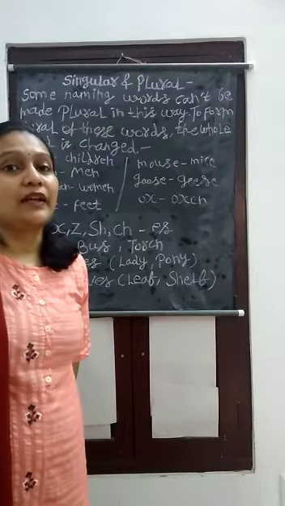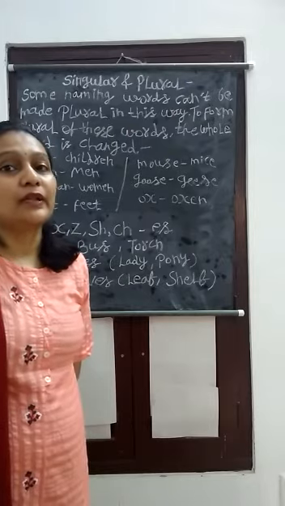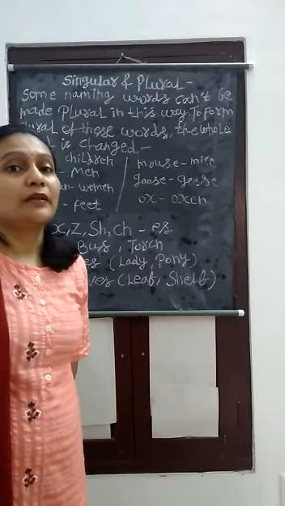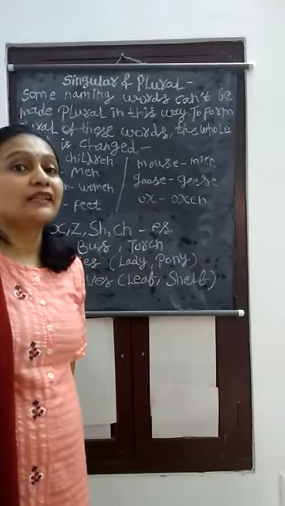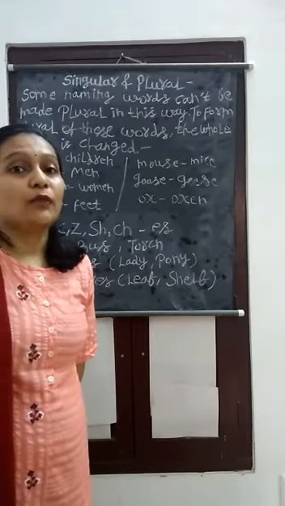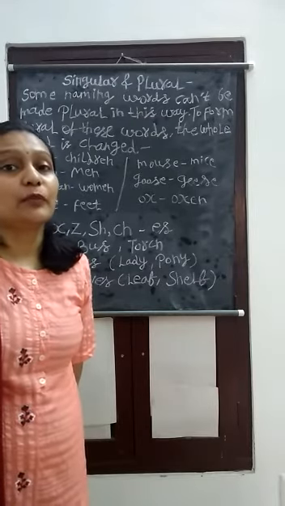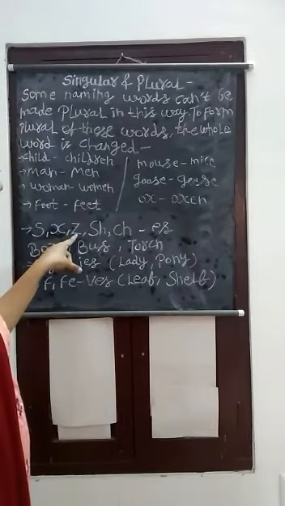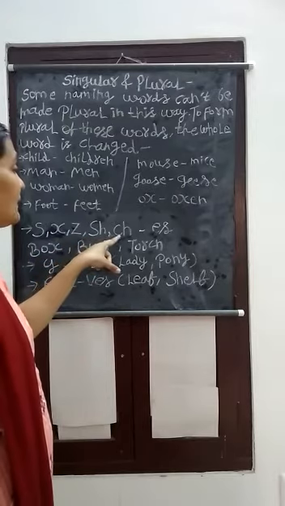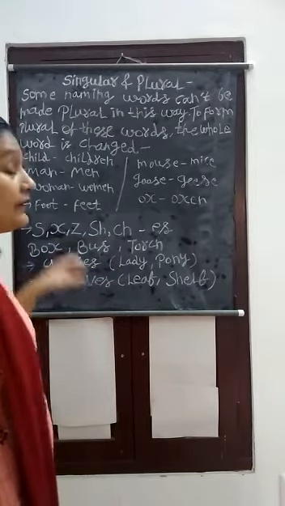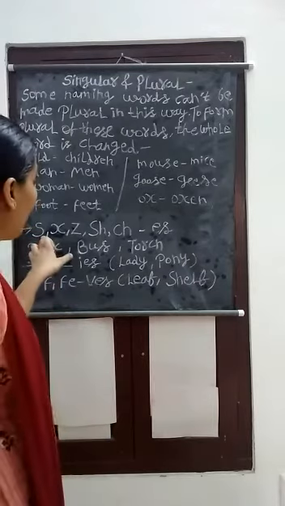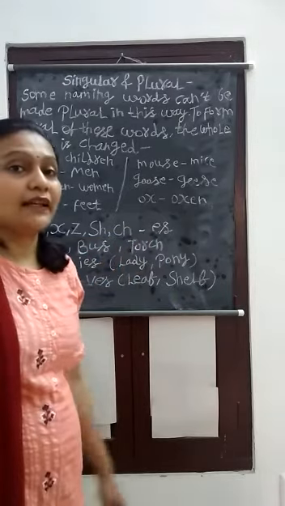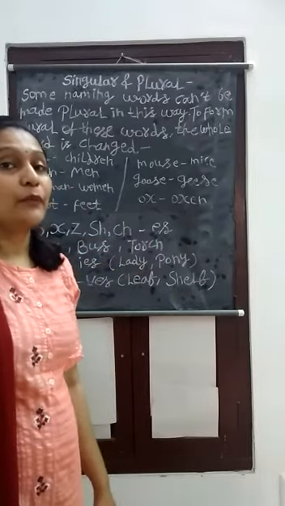Singular means one and plural means more than one. You can frame a plural from a singular word by adding s at the end of the word, and you also follow some rules for making plural words. When the word ends with s, x, z, sh, ch, add es at the end of the word to make plural.